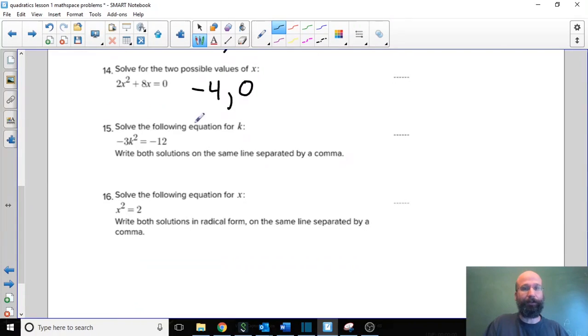I'm probably only going to do one more of these because it's the same thing over and over again, but it is important to remember this. So it's a quadratic, and we're solving it. We want the solution, which is also called the roots or the zeros. So -3k squared equals -12.